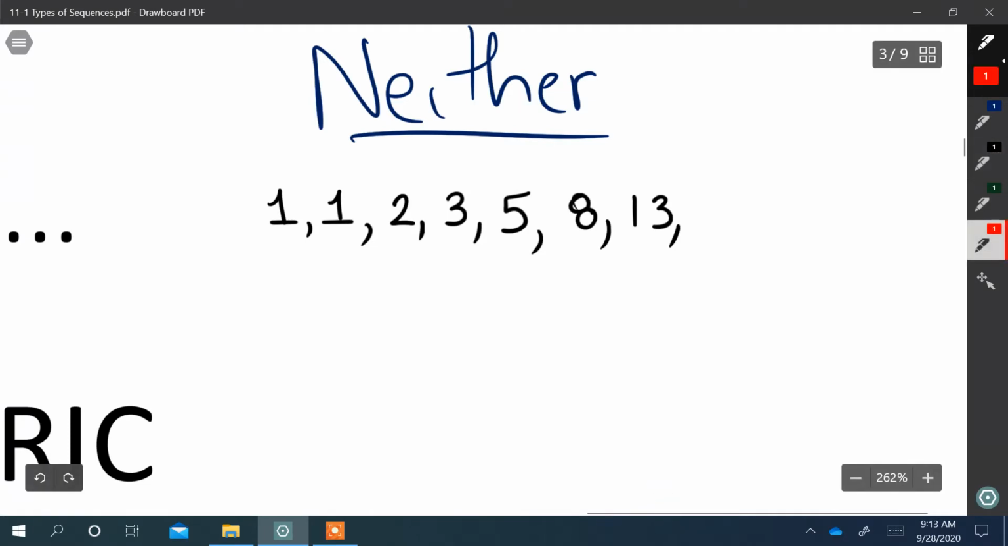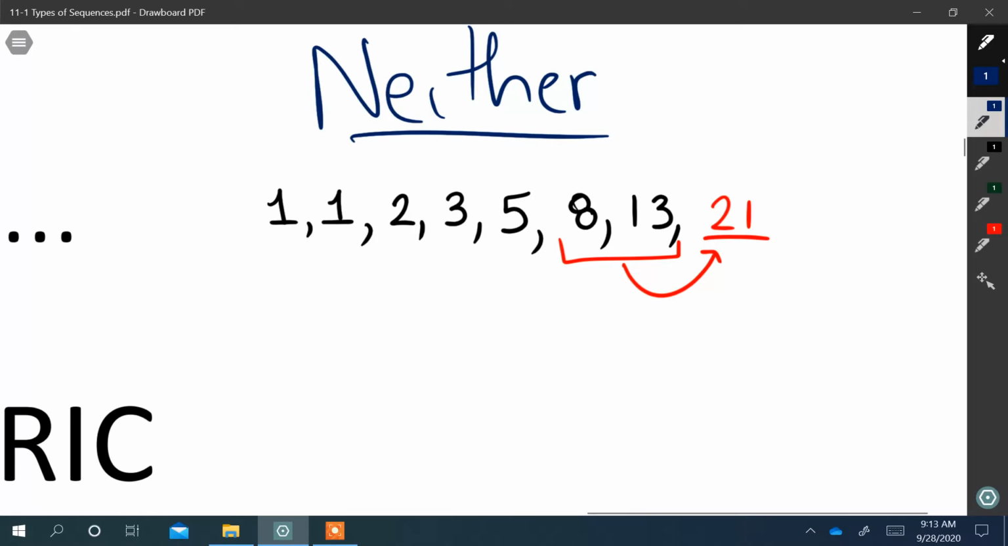What do you think is happening in this sequence? There is a pattern that we're doing. The pattern is the following. We add those two to get that. Then we add those two to get that. Then we add those two to get that. So could you give me the next number there? When I add those two, what is the next number in the sequence? Alright, if you answered 21, you are correct. This will be a neither sequence.